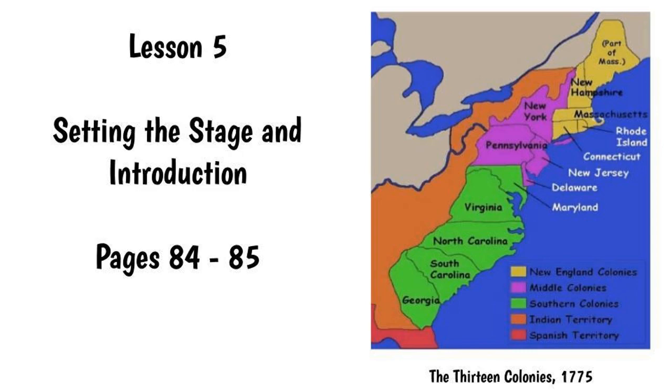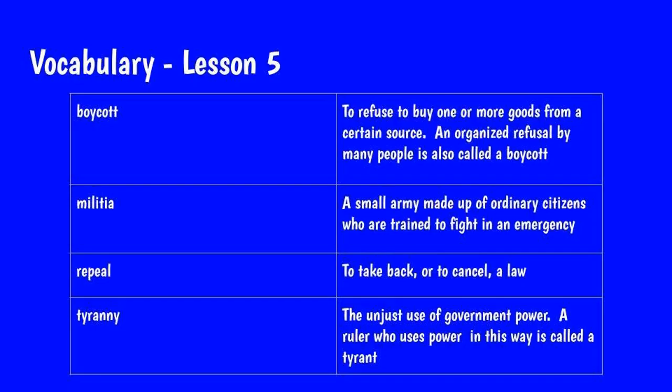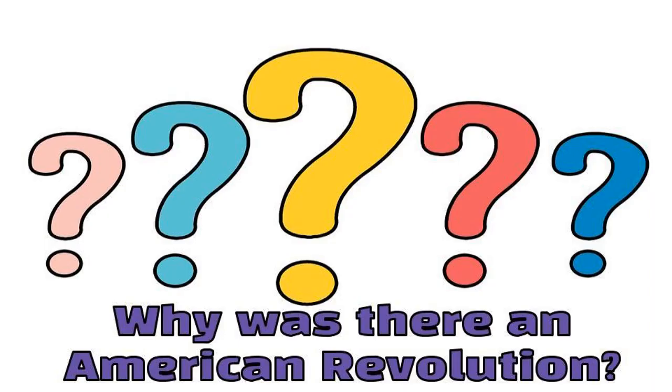Okay, now if you would like to follow along in your book, we're going to go to page 87. First thing you need to know, important vocabulary for lesson 5. First of all, the name of this lesson is Toward Independence, and your vocabulary: boycott, militia, repeal, and tyranny. Hey, you guys, there's an essential question too. Mrs. Wolbrin already alluded to it earlier, but it's why was there an American Revolution?